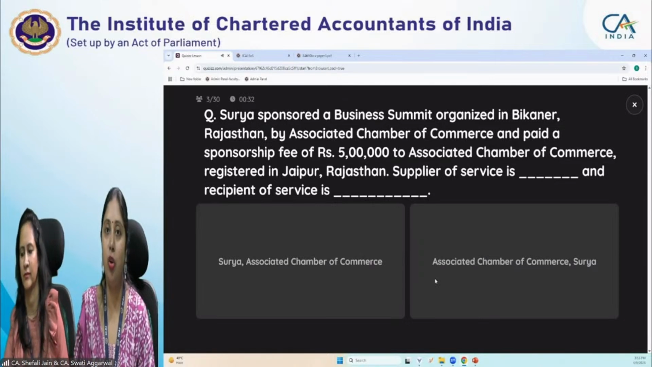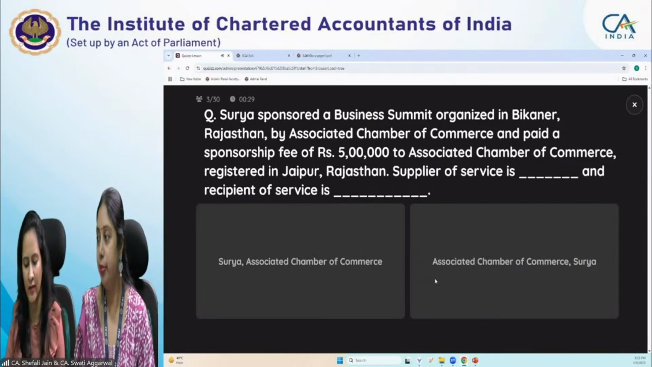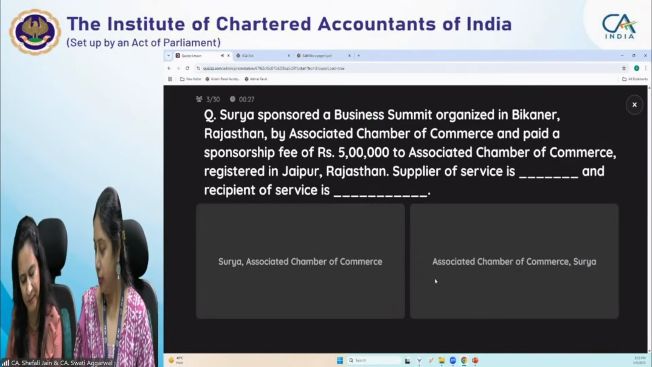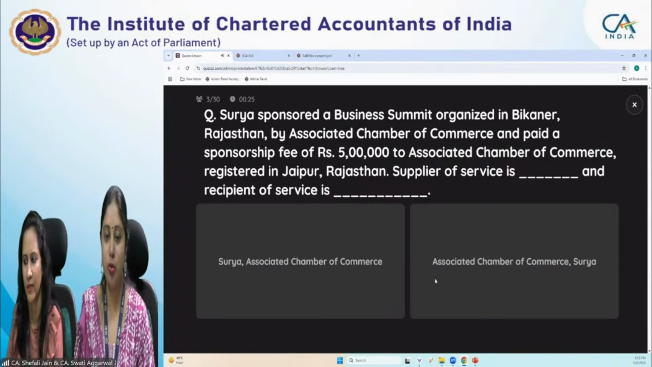We'll try to cover all the transactions of this question. Just one more entry is left. We have to see how many MCQs we have developed for this.